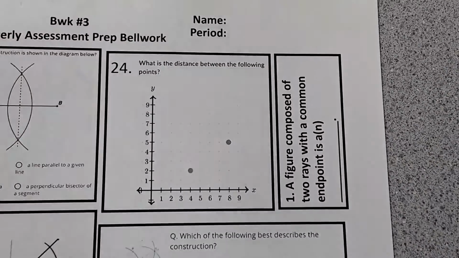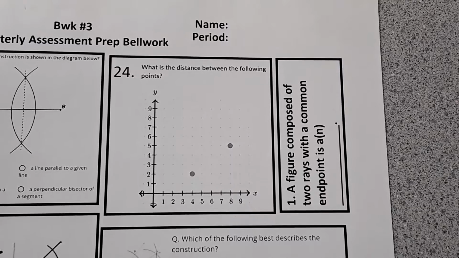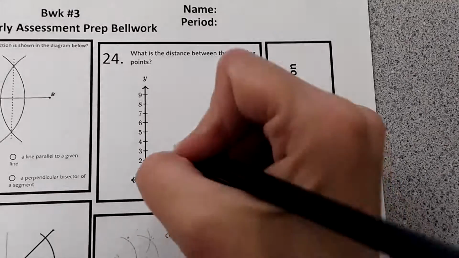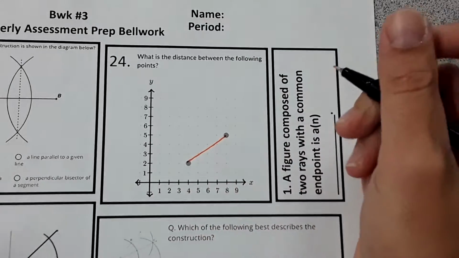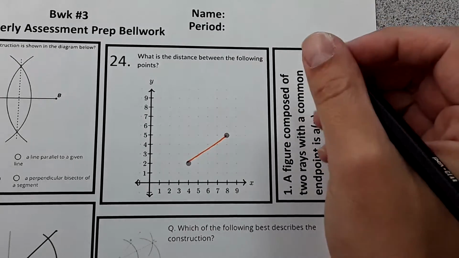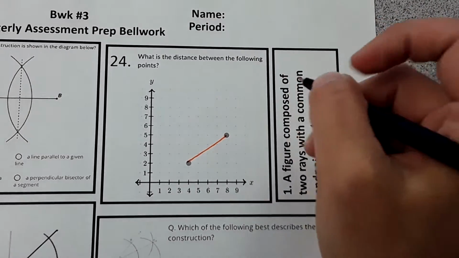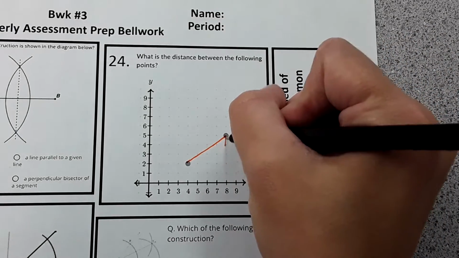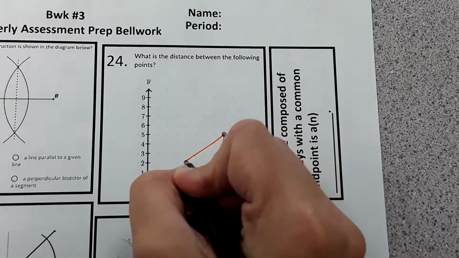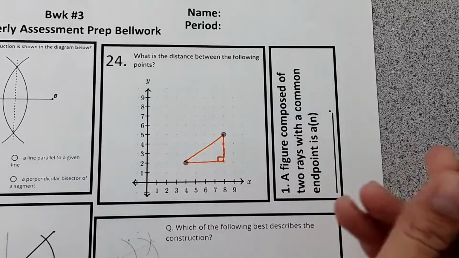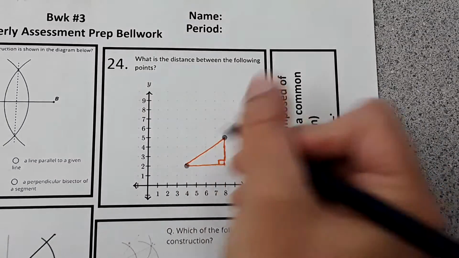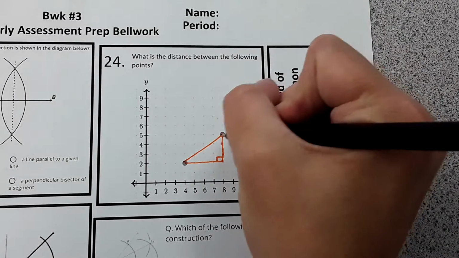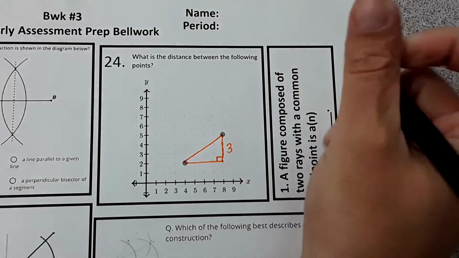Okay, so 24 says, what is the distance between the following points? So here, just drawing a line, I'm finding the distance of that line. You could use the distance formula, but distance formula is one more thing to memorize. Another way to do it is to use Pythagorean theorem and sketch out a right triangle. Now I can use Pythagorean theorem to find the hypotenuse. I just need to have this distance, and it looks like it's 3 units.